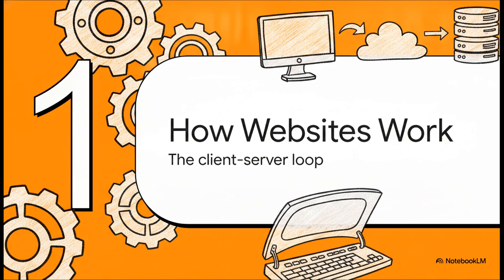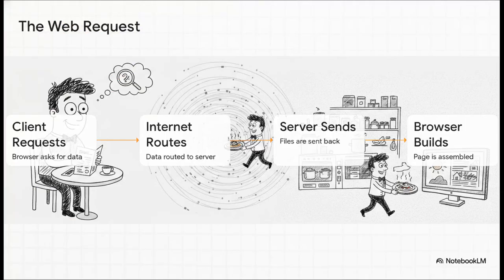Section 1. How websites actually work. The client-server loop. Let's pop the hood here. Think of your web browser, Chrome or Safari, as a hungry customer sitting at a table in a restaurant. You are the client ordering off the menu. The internet? That's your waiter, taking that order and routing it straight back to the kitchen. And that kitchen is the server, literally just a remote computer where the website's files actually live.